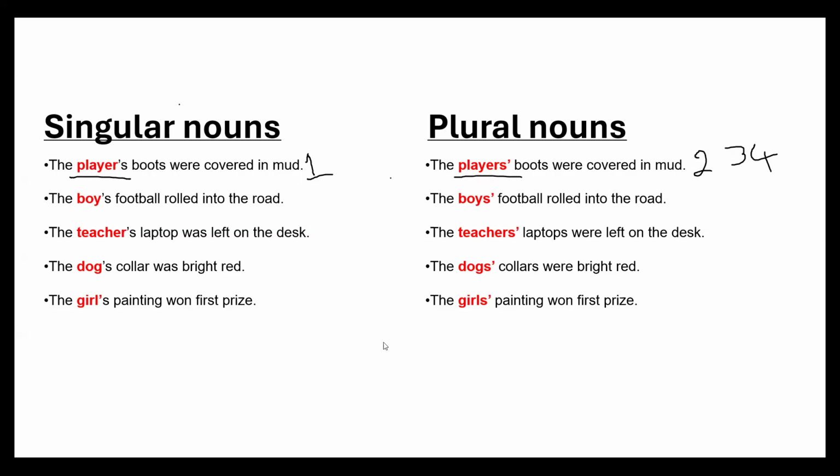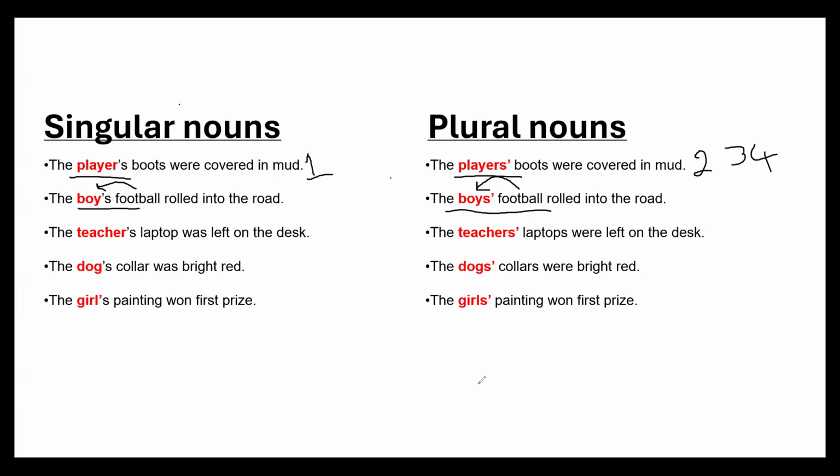All right. So if we were to look at another example, on the left, we've got the boy's football rolled into the road. We know we're talking about a football that belongs to one boy because we read the word before the apostrophe. It says boy. But on this side, it says the boys' football. So in this case, the football belongs to more than one boy. Maybe it belongs to some brothers or something. Okay, do we understand? So the tip here, guys, is to read the word before the apostrophe.